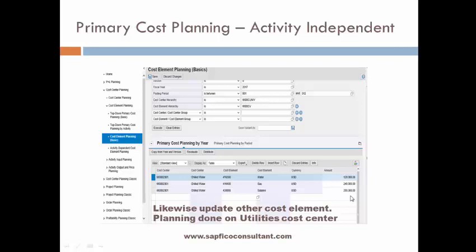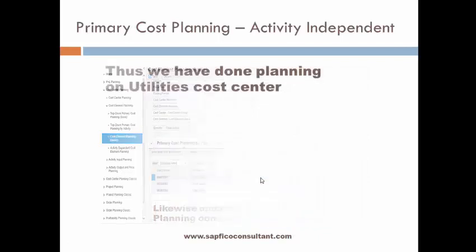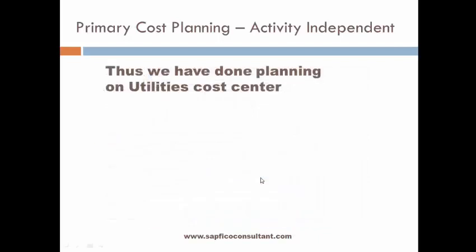Now this is the total plan cost for the utilities cost center, or rather the chilled water cost center, for the year. So we should likewise update other cost element planning done on the utilities cost center. Thus we have done planning on the utilities cost center.